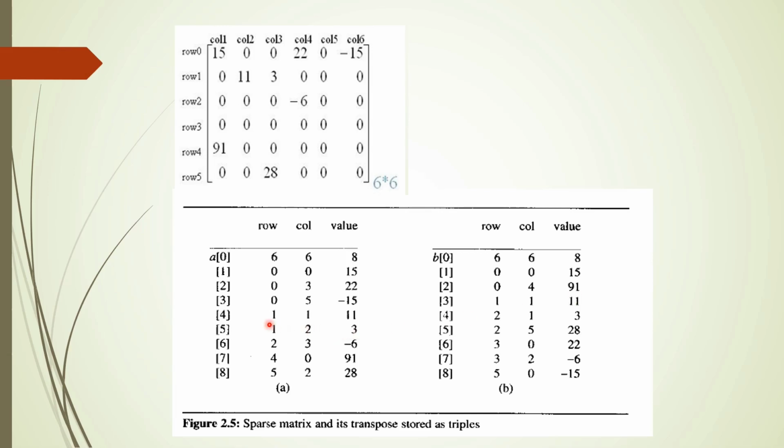Then you identify the number of elements in the first column. First column, there is only one element in the first column. You interchange the rows and columns value. First row, first column, it becomes 11.